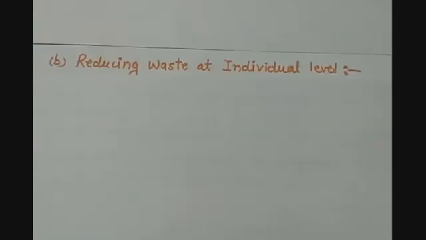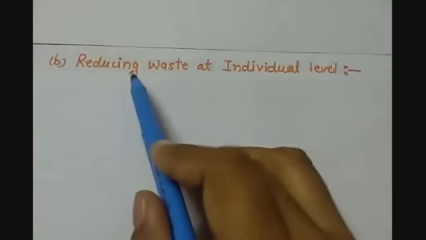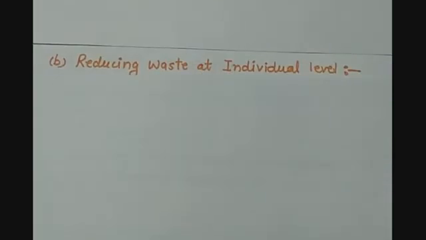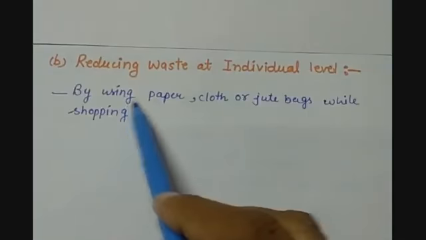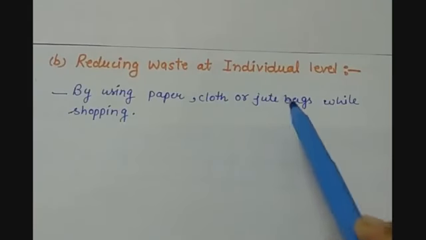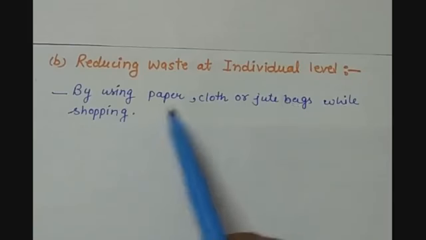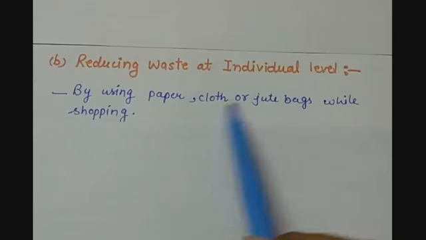The second method of managing the garbage that we produce can be by reducing the waste at the individual level. And how can we do that? It can be done by using paper, cloth or jute bags while shopping instead of the plastic bags that we use, because those plastic bags are non-degradable and all these paper, cloth and jute bags are degradable.